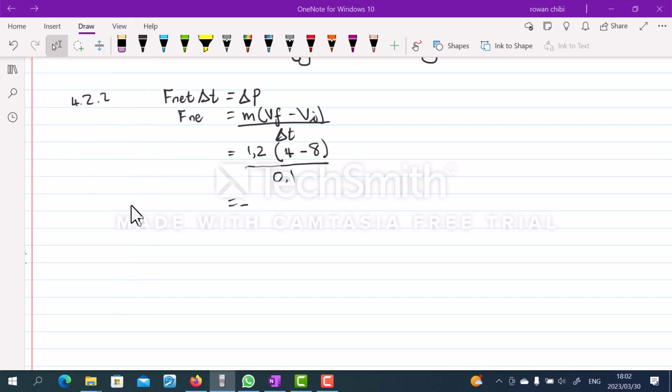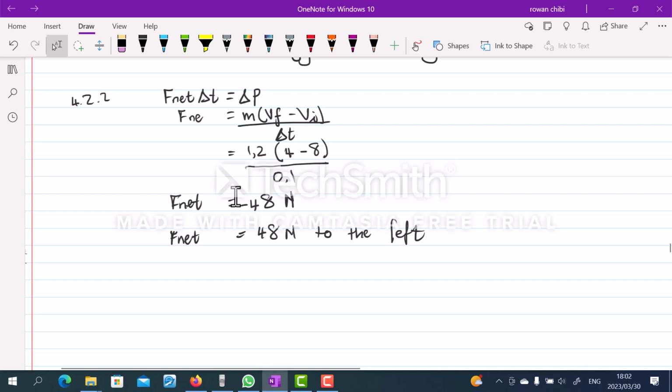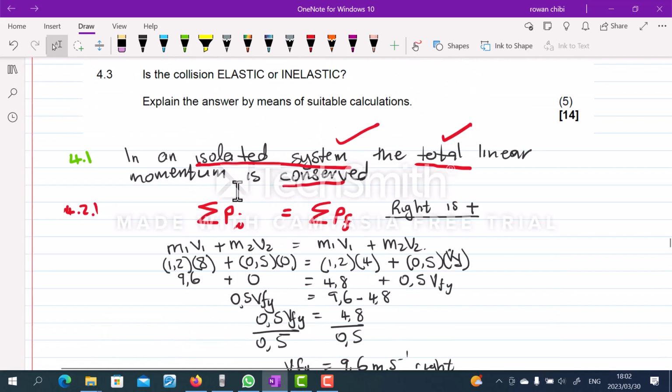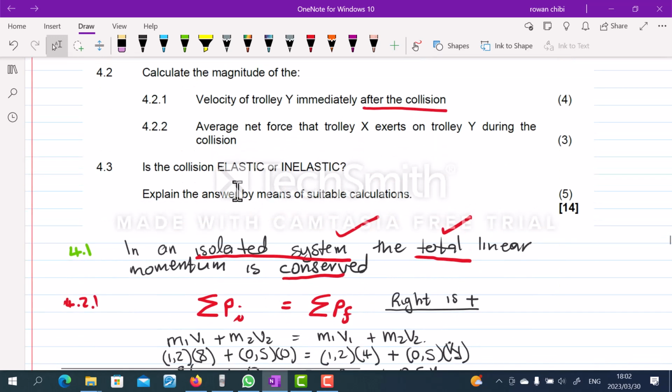So the answer is negative 48 newtons. But you must not leave your answer as a negative. So you must just say it's 48 newtons to the left. 48 newtons to the left. So that was 4.2.2. And the last one is, is the collision elastic or inelastic?